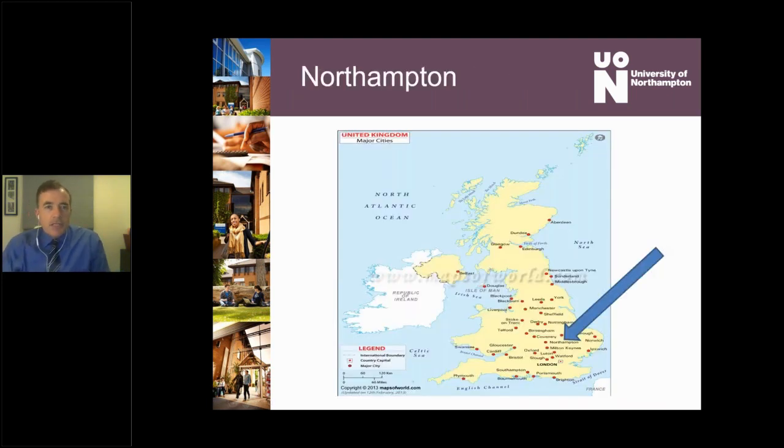Now, before I get on to the DBA program, let me just say a word or two about Northampton and the university itself. On the map that I have here, I've got a great big arrow that points to Northampton. Some of you may have at some stage been to Northampton, but I would imagine most of you probably haven't. But it's an old historic town about 1 hour north of London by train. It's about 100 kilometers.